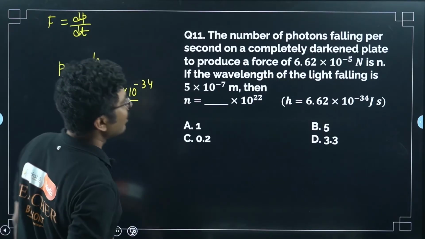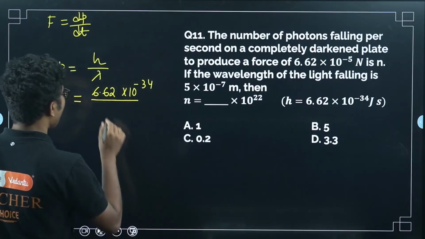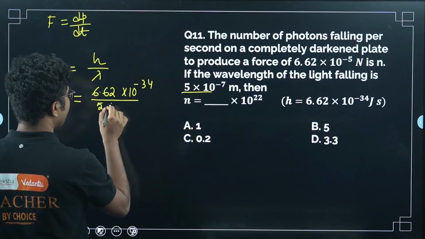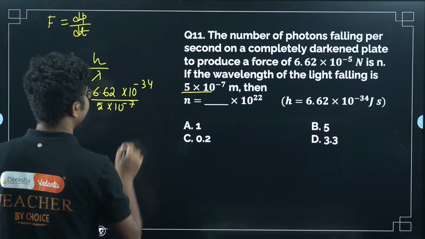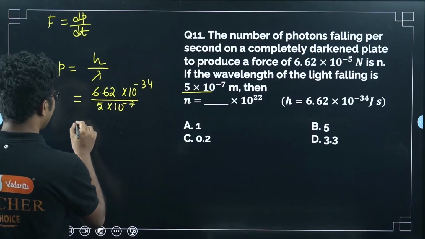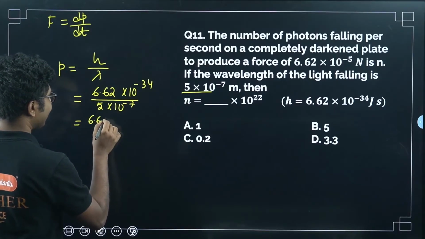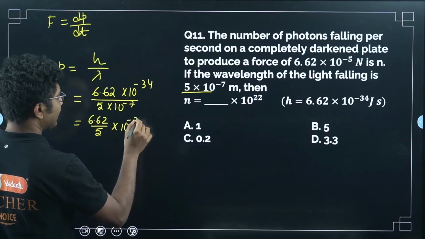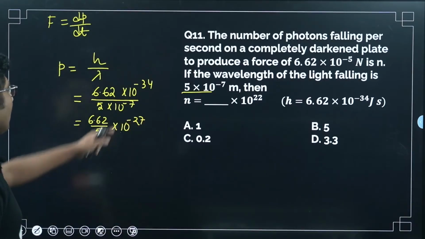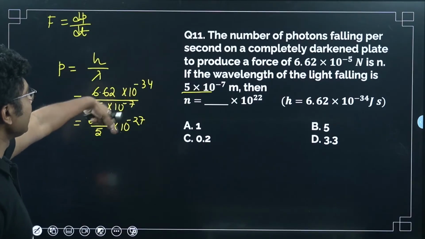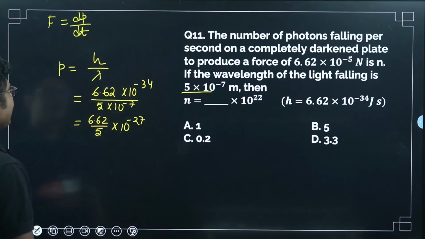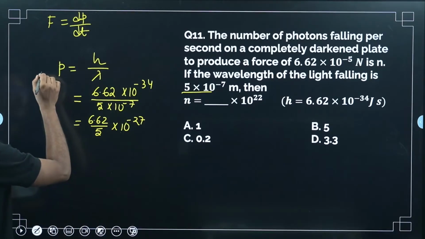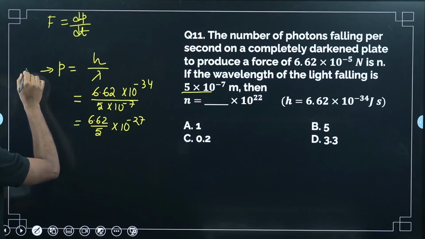And wavelength is given by 5 times 10 to the power of minus 7. Okay, so what we can do, I am not touching this value yet, you will see why. So 10 to the power of minus 27. Minus 34 minus 7 in the denominator, so you will go up, it will become plus, minus 27. So this is the momentum. Now force, suppose this is for one photon.